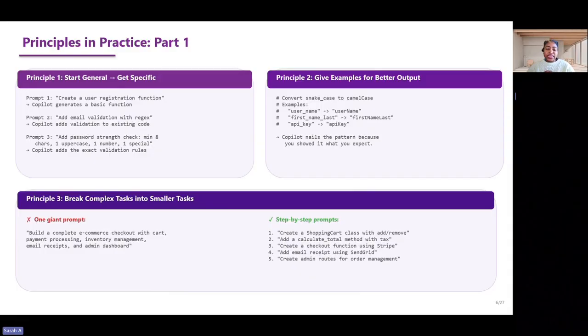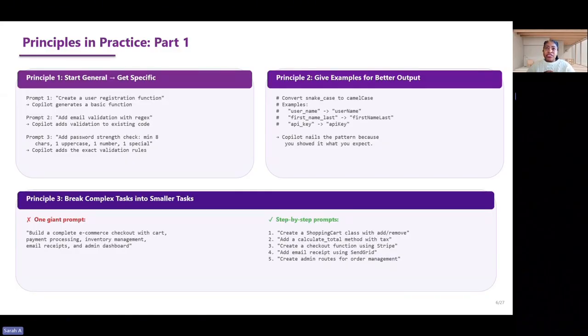All right, so this is an example of those principles I've mentioned earlier on. Let's look at real examples. Let's start from the top left, from the first principle, starting general and getting specific. I can ask Copilot to create a registration function. So that is an example of principle 1. This is how expert Copilot users work. They don't try to specify everything up front, they iterate.